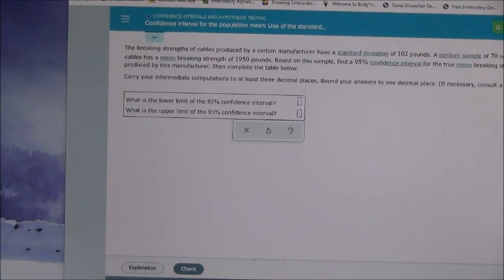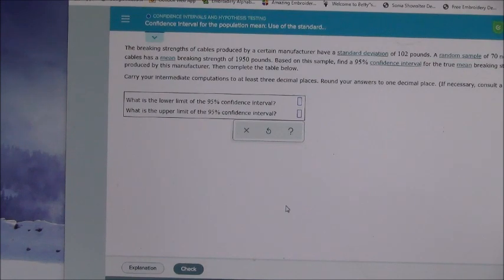Now, if I just look at this one that happens to be on ALEKS right now, it says the breaking strengths of cables produced by a certain manufacturer have a standard deviation of 102 pounds. A random sample of 70 newly manufactured cables have a mean breaking strength of 1,950 pounds. Based on this sample, find the 95% confidence interval for the true mean breaking strength of all the cables produced by this manufacturer. Complete the table. They're going to just have you write down what the lower limit and the upper limit is. So again, on ALEKS, they're going to have you use a formula.